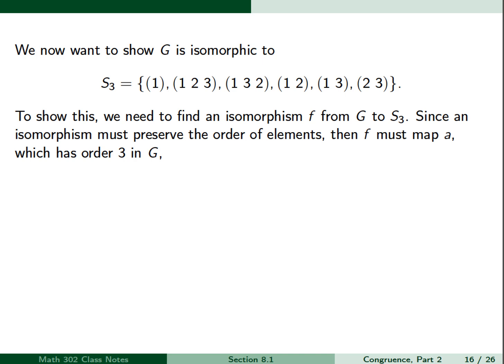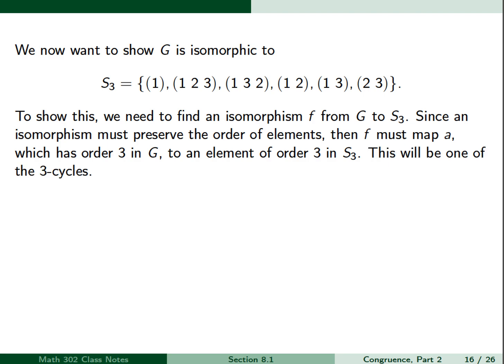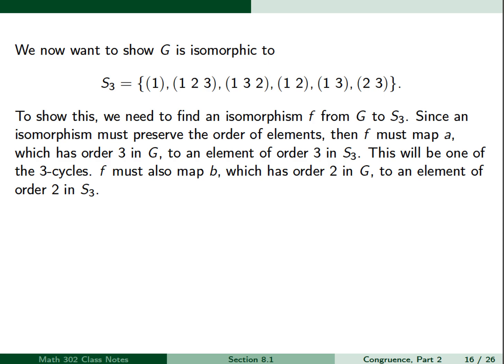Since an isomorphism must preserve the order of elements, F must map A, which has order 3 in G, to an element of order 3 in S3. So this will be one of the 3-cycles. F must also map B, which has order 2 in G, to an element of order 2 in S3. So this will be one of the 2-cycles.